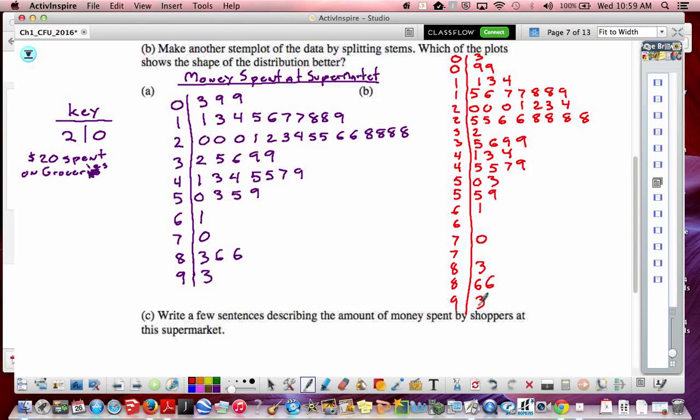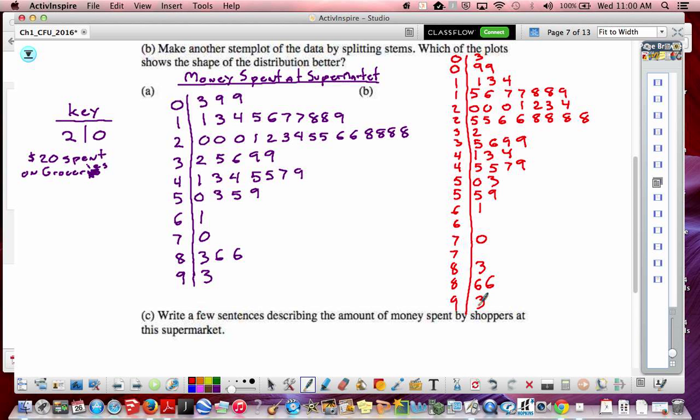now the question becomes, which of these plots shows the shape of the distribution better? They both are definitely skewed, and actually skewed to the right, because the tail goes towards the higher scores. But what's nice about the split stems is you start to see little gaps in the data which you don't necessarily see when it's not split stems.